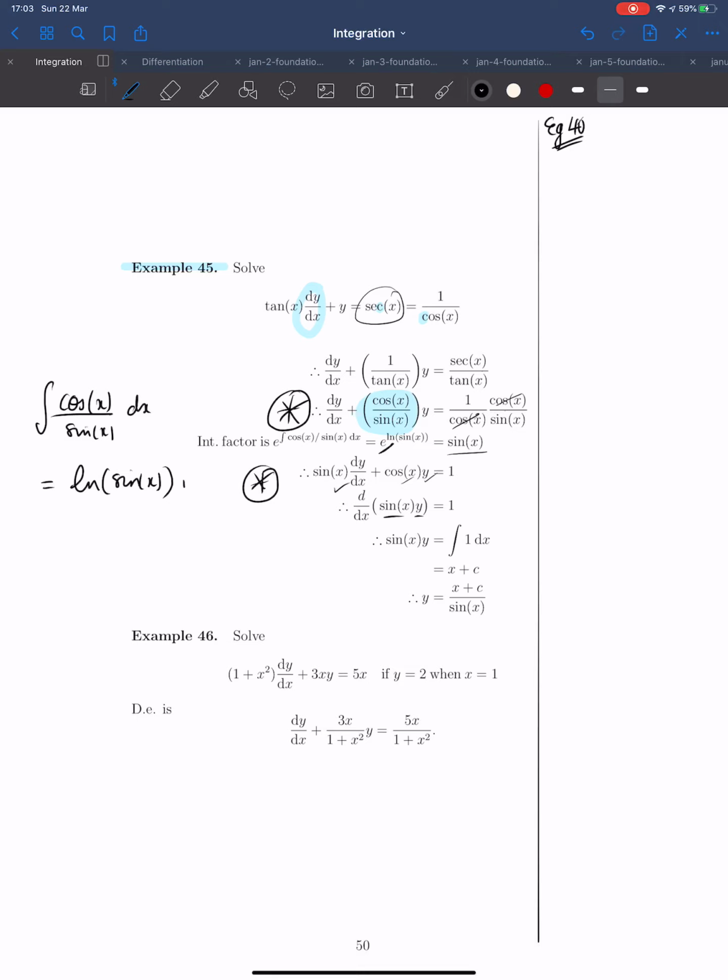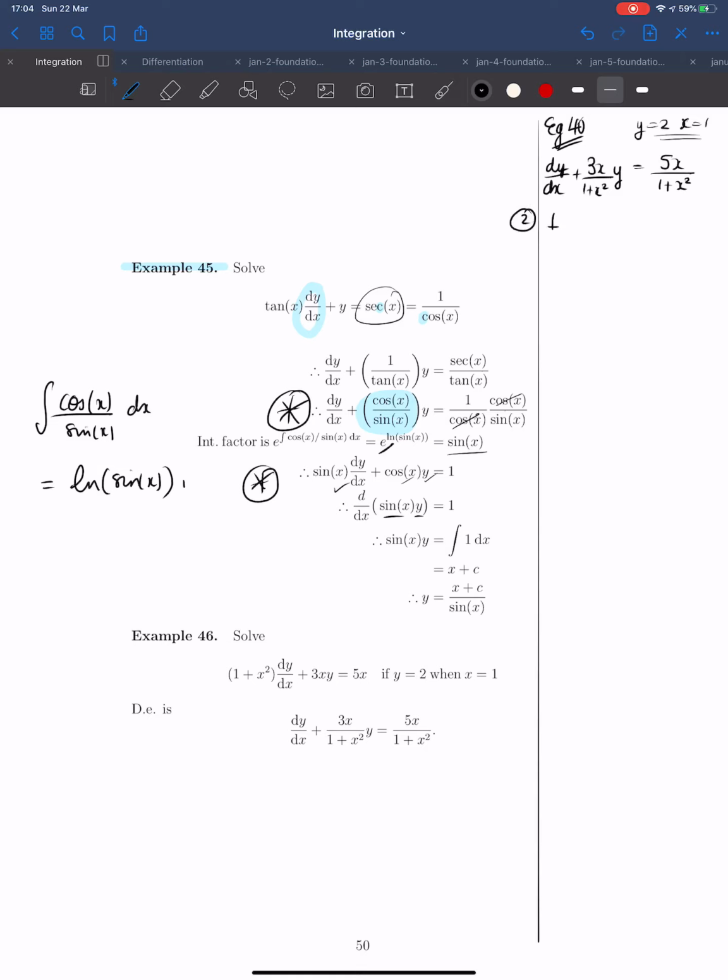We've got, first of all, make the coefficient of dy by dx equal 1. So we're going to have dy by dx plus 3x over 1 plus x squared y equals 5x over 1 plus x squared. And it says y equals 2 when x equals 1, which is great. So that means we're going to work out what the constant of integration is at the end. So we've done step 1, make the coefficient of dy by dx equal to 1.